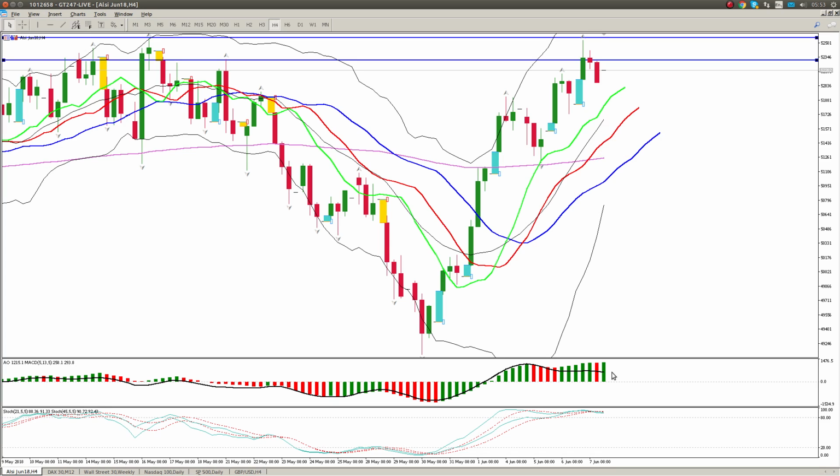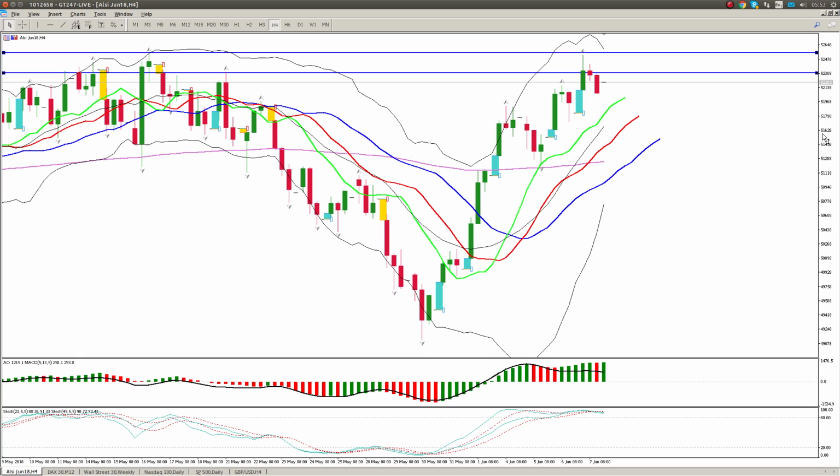Okay, we do have divergences on the MACD. The black line is our MACD. We've got divergences, and we've also got a grouping here of the oscillators on the 4 hour. So basically we have a reversal pattern that may very well play out today.